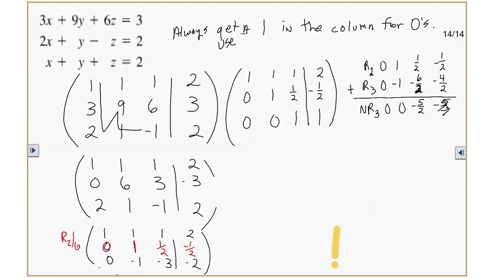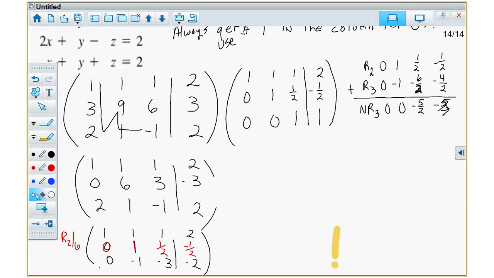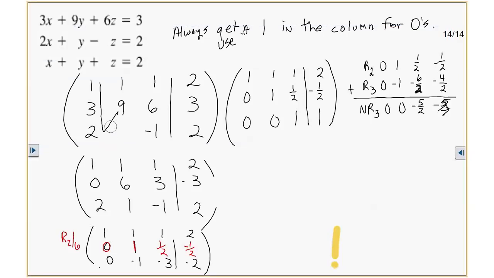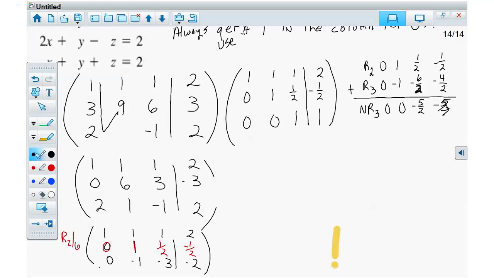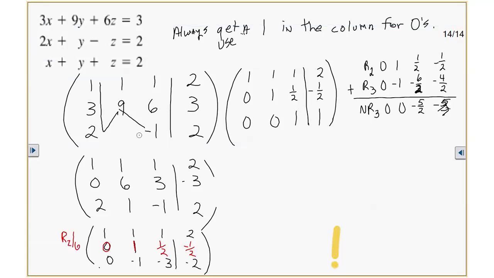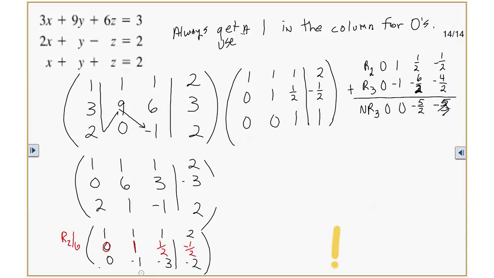I had it wrong. If this thing would cooperate with me. It's that one. Oops, that's a one.